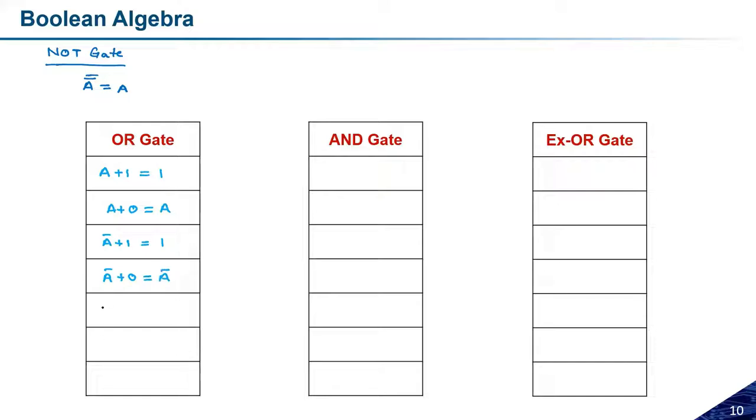Suppose I have A plus A, then what will be the output? A. Perfect. A plus A will give you A. Similarly, if I have A complement plus A complement, what will it give? A complement. Perfect. Suppose I have one variable A plus A complement. What will be the output in this case?